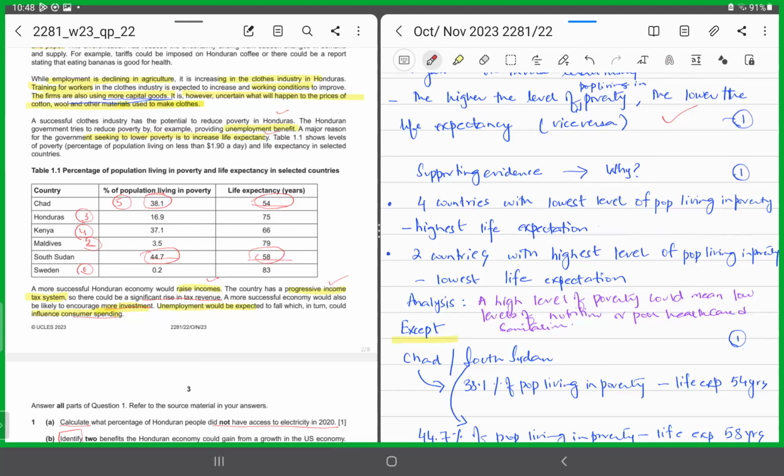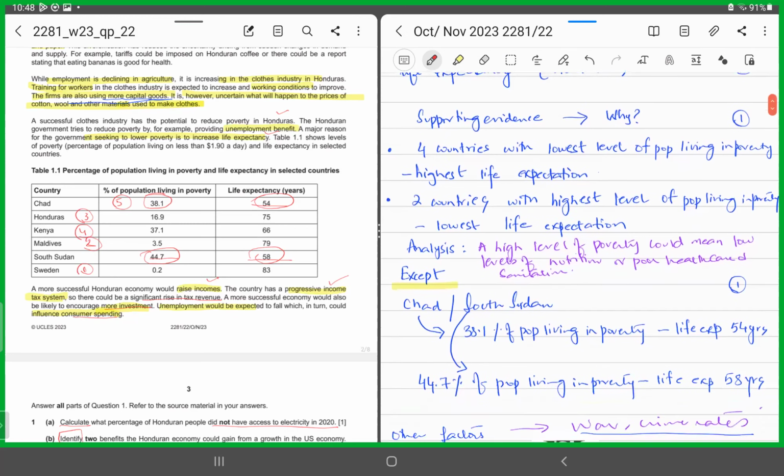We can also say the two countries with the highest level of poverty have the lowest level of life expectancy, which includes Chad and South Sudan, right? All right. Now, so far, so good. Whatever the reasoning and the analysis and the relationship we figured out is satisfying our initial statement. However, there exists an anomaly, an exception to the analysis that we have figured out.